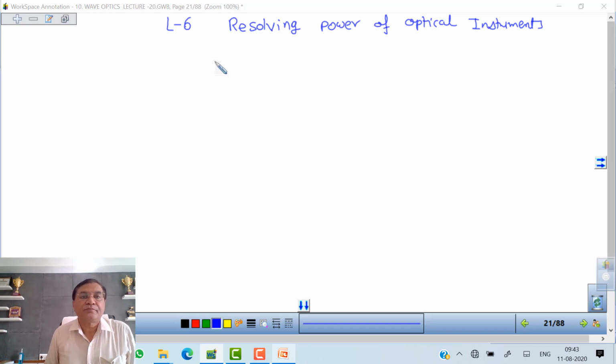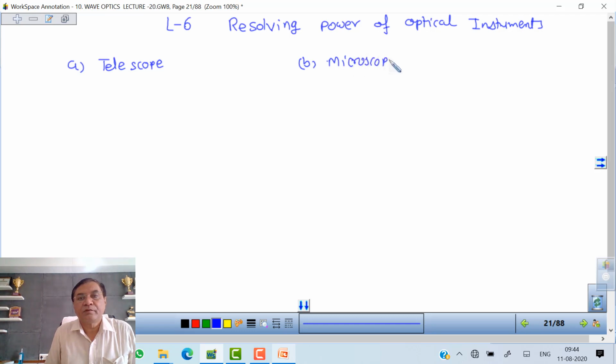Good morning, students. In the sixth class lecture, that is the resolving power of optical instruments. So we are going to discuss two optical instruments. One is the telescope, and second one is microscope. In the first part, we discuss the telescope. As we know, telescope is used to see distant objects, for example, stars.